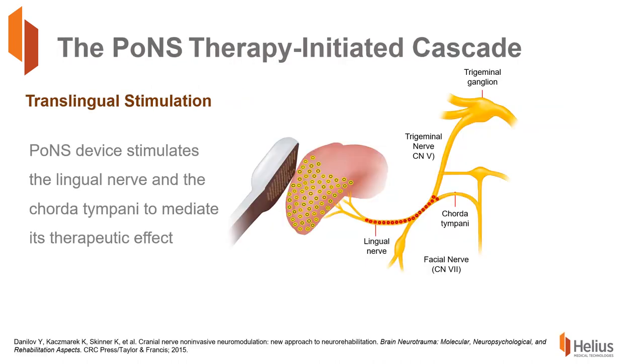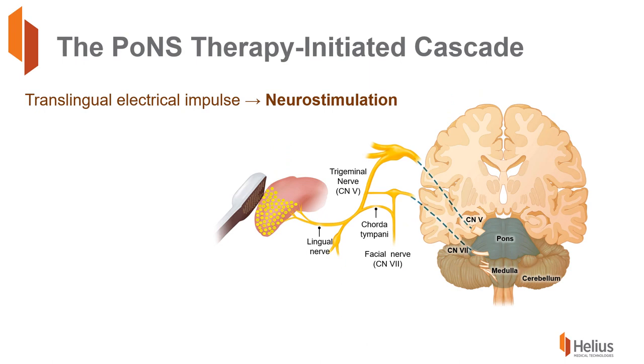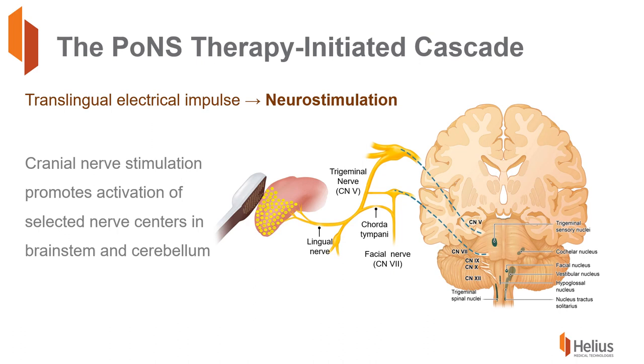Electrical stimulation by the active PoNS device delivers impulses to nerve fibers in the anterior part of the tongue, stimulating the lingual nerve, a branch of the trigeminal nerve, and the chorda tympani, a branch of the facial nerve. Tongue-induced electrical stimulation of these cranial nerve branches reaches the pons Varolii, medulla, and cerebellum. Lingual nerve and chorda tympani stimulation promotes activation of selective nerve centers in these brainstem and cerebellar areas. This activation sends signals to associated target areas in brain cortical regions.